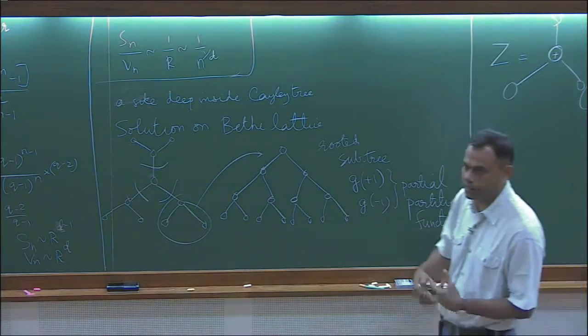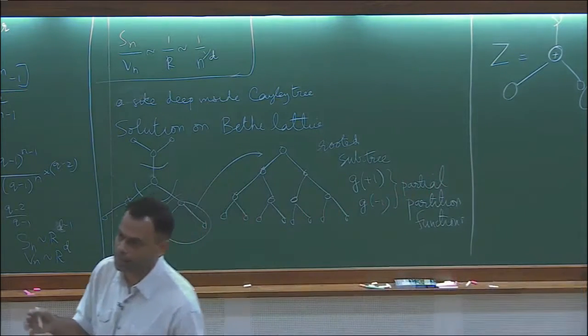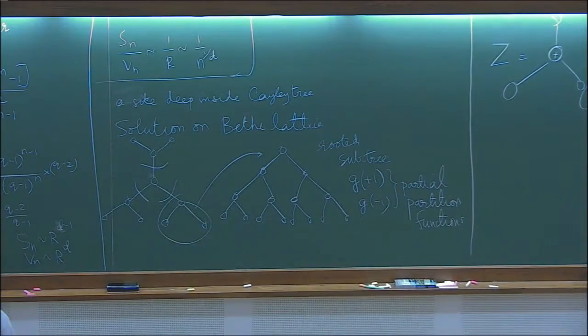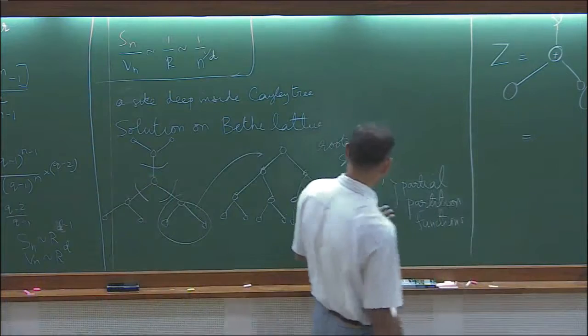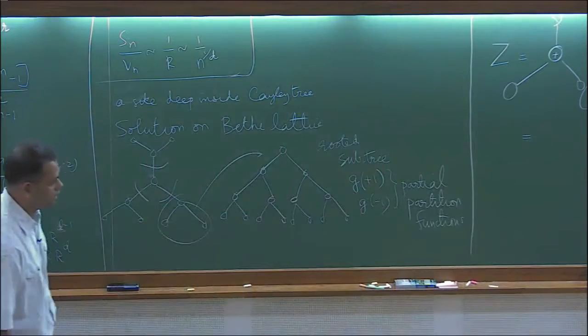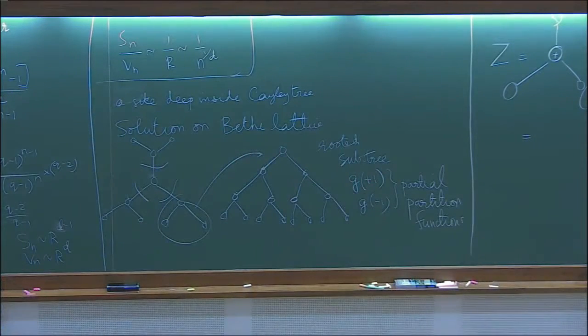So now my central site can be plus 1 or minus 1. I take three rooted subtrees and join them together to the central site as follows. So if I know these g plus and g minus, what is the answer for z?